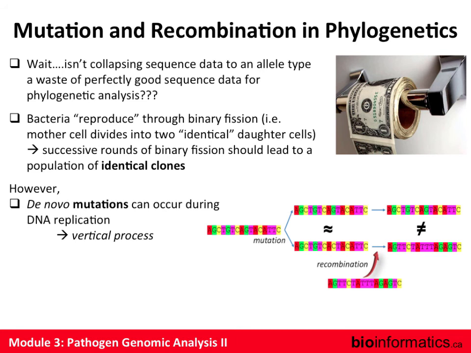And that's what we call vertical. It's a vertical process. You started up with a mother cell and it divided. The daughter cells will, through inheritance, be very similar, but not identical.